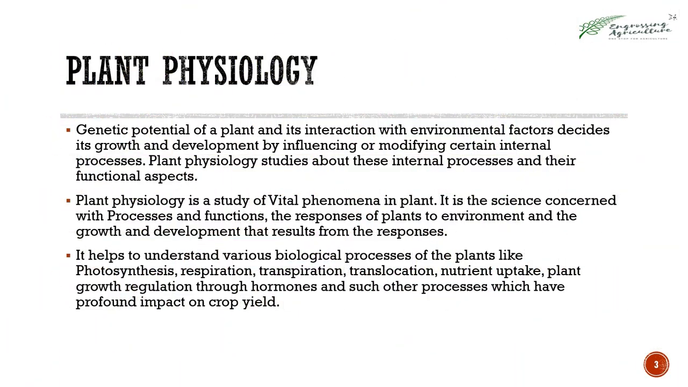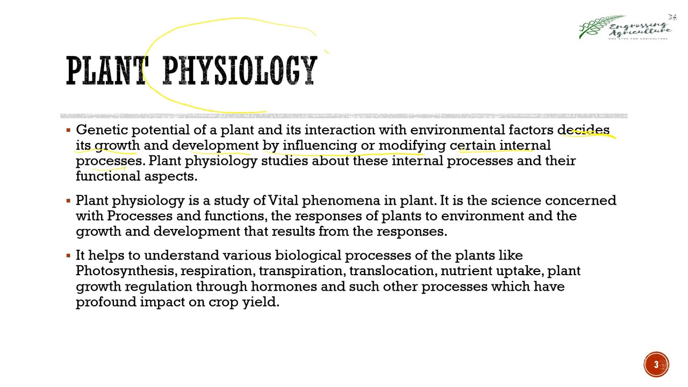plant physiology. Plant physiology: the general potential of a plant and its interaction with environmental factors decides its growth and development by influencing and modifying certain internal processes. Now, what does it mean? It means all the processes which are taking place inside the plant. Iska matlab hai ki jo respiration ho rahi hai, jo photosynthesis ho rahi hai, plant khana bana raha hai, plant saans le raha hai, plant movement kar raha hai jo plant ke andar, wo sari ki sari kaise hoti hai? Unke piche genes involved hain ya fir environmental factors involved hain. So all these will result in the physiology of plant.